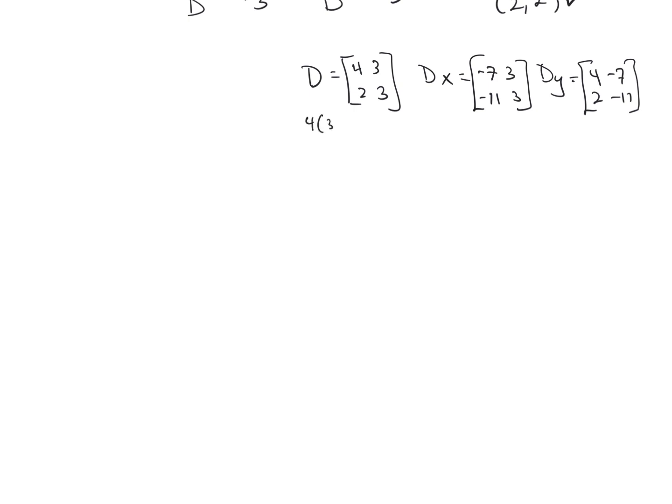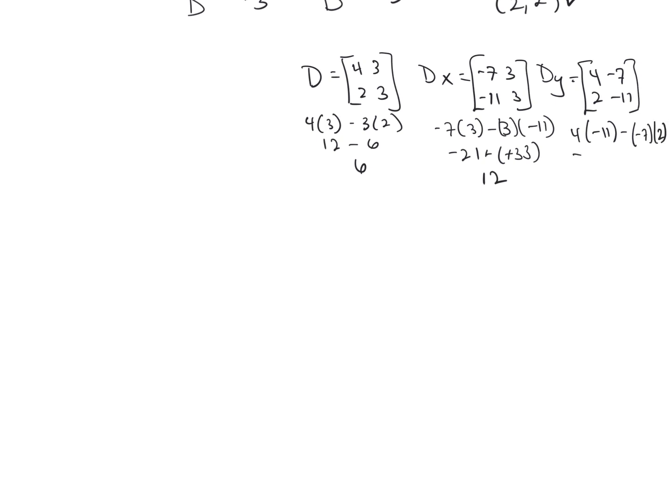So 4 times 3 minus 3 times 2. 12 minus 6 is 6. -7 times 3 minus 3 times -11. -21 minus -33. Watch your signs. So we end up with what? 12, I think? 12. And then we'll have 4 times -11 minus -7 times 2. -44 minus, careful, -14, is -30.